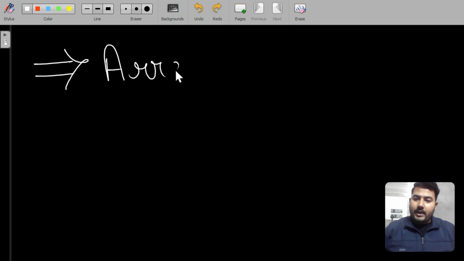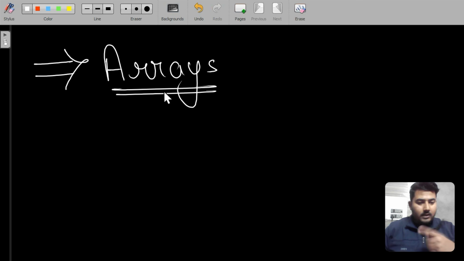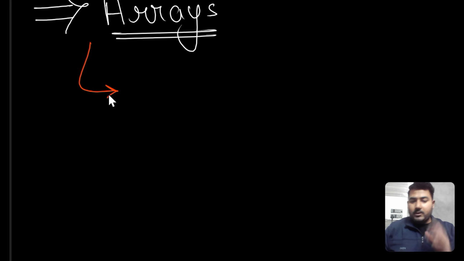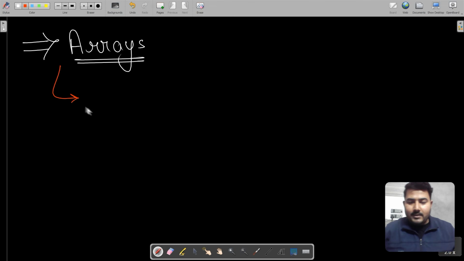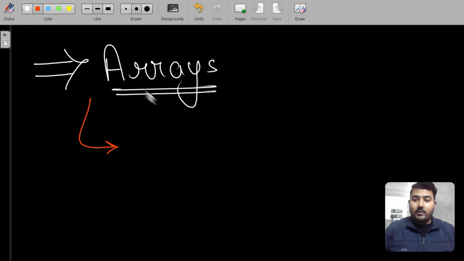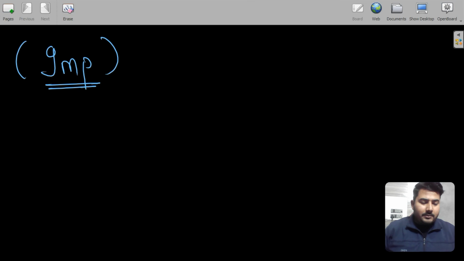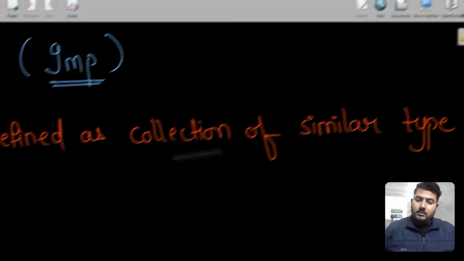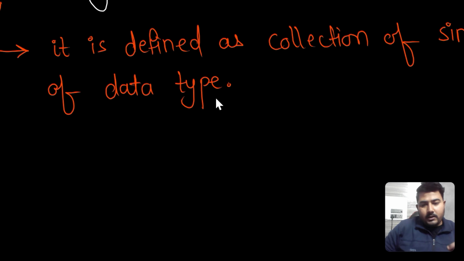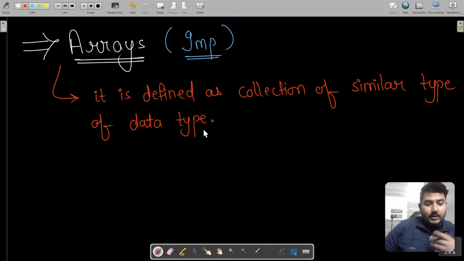Okay, all right. So first of all, let's just start with arrays. We'll talk about strings after this. First of all, a simple definition is required: what exactly is an array? It is very, very important, so let me just mark it as important. An array is defined as a collection of similar type of data types. We have learned about data types in the previous session. What exactly is a data type? It's a category of a variable. That is, a variable can be of these many data types.